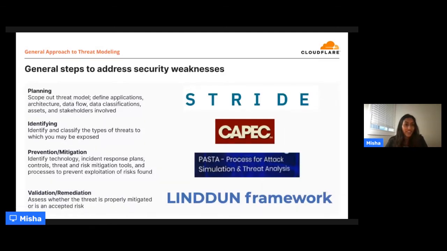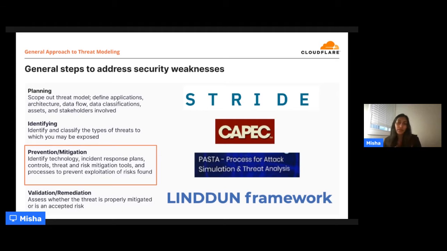And finally, it's validation and remediation. So you've done all the mitigation, and now you want to make sure that it's actually covering the risk that you've identified. And I feel like all these steps are iterative, and you revisit them every once in a while, hopefully, ideally.